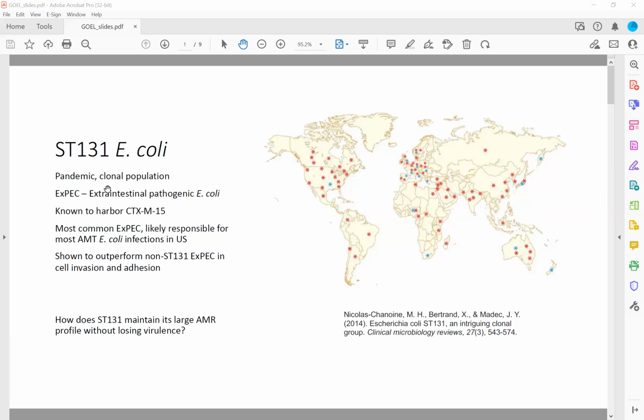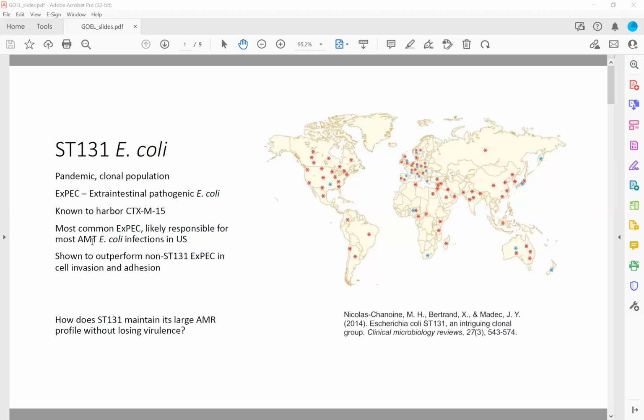So ExPEC, which is extraintestinal pathogenic E. coli, is another categorization of E. coli, one of which the sequence types is ST131. ST131 is also known to harbor this CTXM15 set of genes, which are extended spectrum beta lactamases. So again, very antibiotic resistant. It's the most common form of ExPEC and is considered to be responsible for the most amount of antibiotic resistant E. coli infections in the United States.